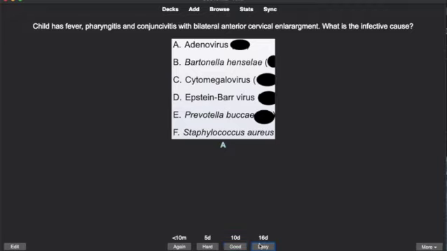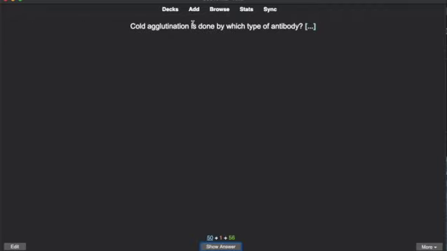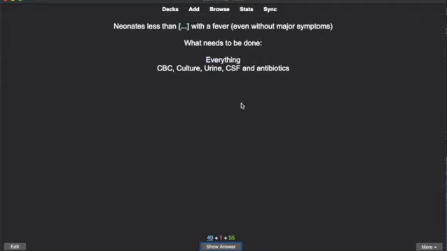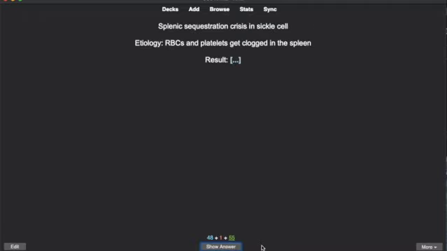Adenovirus, yes. Cold agglutination is done by which type of antibody? IgM. Yep. What is put in every neonate's eye? Erythromycin. Neonates less than, with a fever. 28 days. Didn't know that. Oh, 1 month. Yeah, same thing.